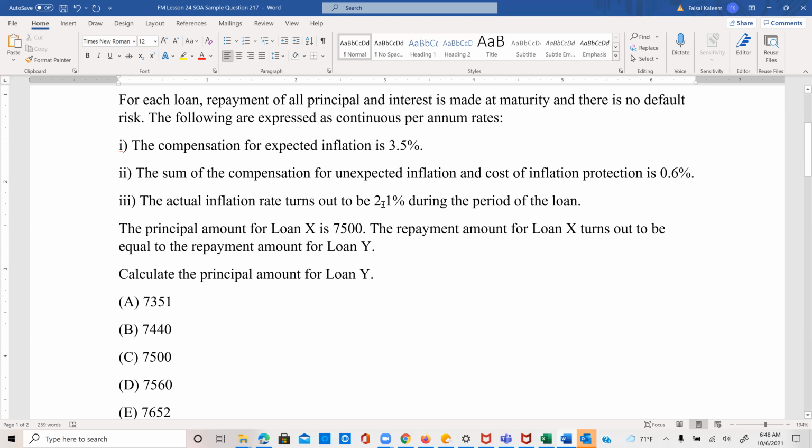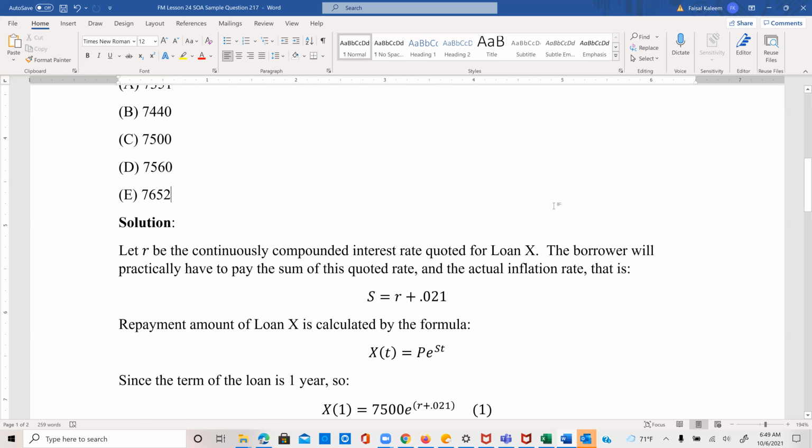But that's not something which you know when you are at the beginning of the year. So it's only after the event that we know that this time they were better off because of the lower inflation. Since they didn't know that inflation is going to be 2.1%, in order to have security, they paid this 3.5% extra for the expected inflation and the 0.6% extra for the unexpected inflation. So you would add these two rates up on top of the usual bank rate, which we are assuming to be R.